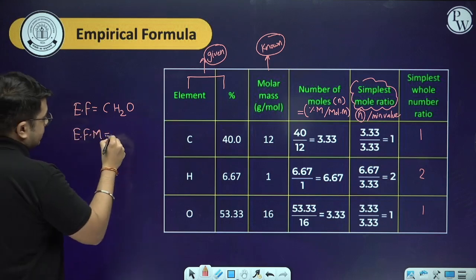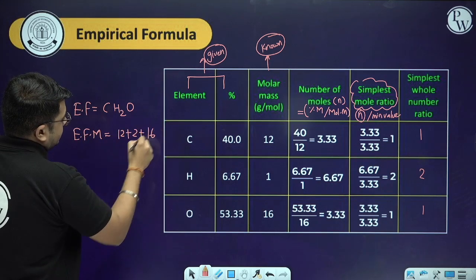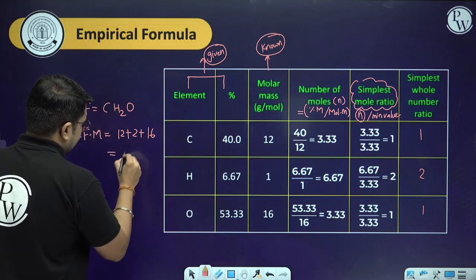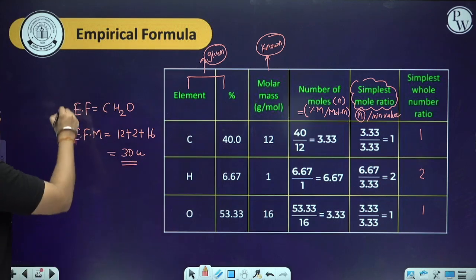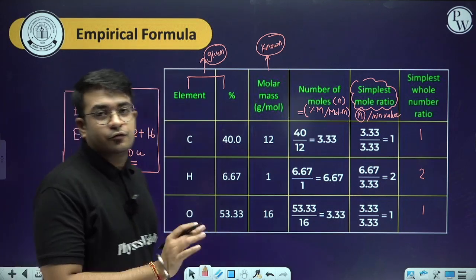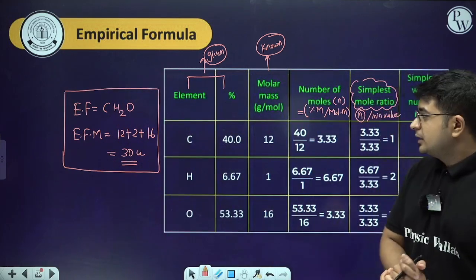Now from that part, can you calculate the empirical formula mass? Yes, it's very easy. It will be 12 for carbon, 2 for hydrogen and 16 for oxygen. So 16 plus 4, 20, that will be 30 u. I hope this entire part is clear. This is the calculation related to empirical formula. Just look at it carefully. This is the entire part.